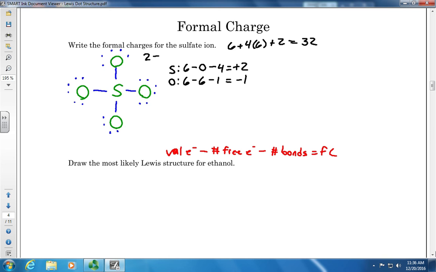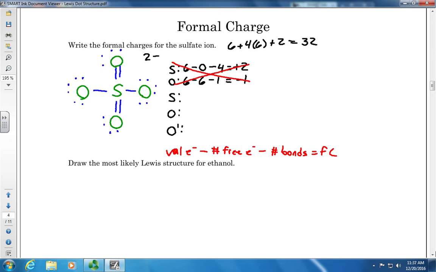So what we're going to do is create 2 sets of double bonds. 2 of the oxygens are going to be double bonded to the sulfur, and 2 are going to remain single bonded. So this was our incorrect formal charge. For the correct one, we're going to have oxygen, and then we're going to have oxygen prime.